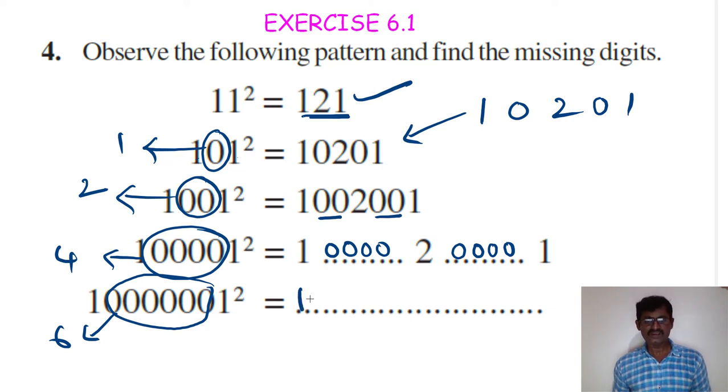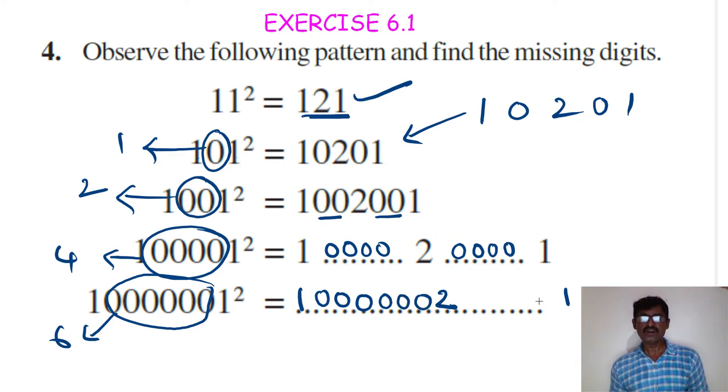So first write 1, then write 2 here, then write 1 here. In between 1 and 2 we need to put 6 zeros: 1, 2, 3, 4, 5, 6. In between 2 and 1 also we need to put 6 more zeros: 1, 2, 3, 4, 5, 6.